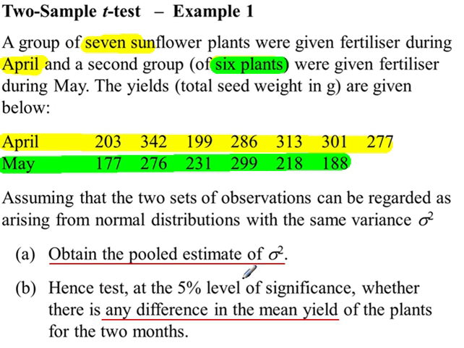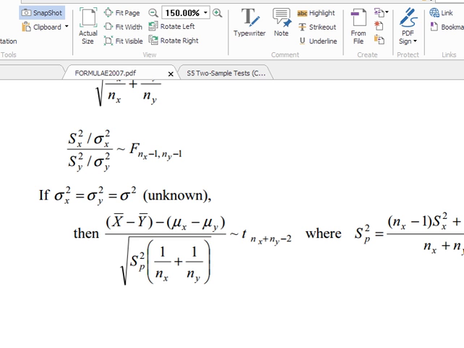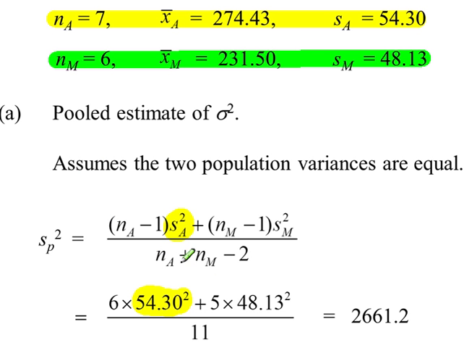We're testing at the 5% significance level for any difference in the mean yield. So this is a two-tailed test. So we have H0 and H1. For the t-distribution, to get the number of degrees of freedom, we're going to use this little formula here. So add the two sample sizes and subtract 2, which is this value, so it's 11.